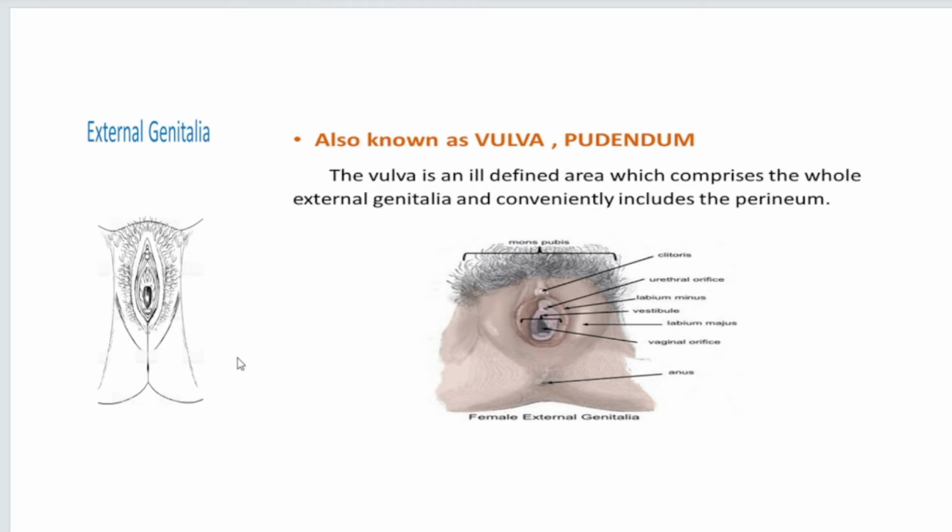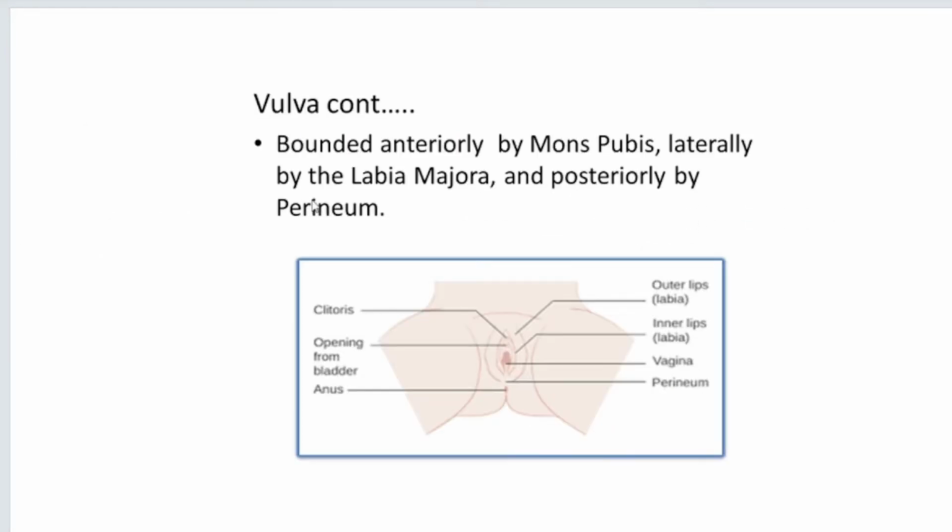External genitalia is also known as vulva or pudendum. Wherever you come across the word vulva or pudendum, it is nothing but the external genitalia. This vulva is an ill-defined area comprising the whole external genitalia. Here in this picture you can see the total vulva, which we call external genitalia, including the perineum. It is bounded anteriorly by the mons pubis, laterally by the labia majora, and posteriorly by the perineal layers.